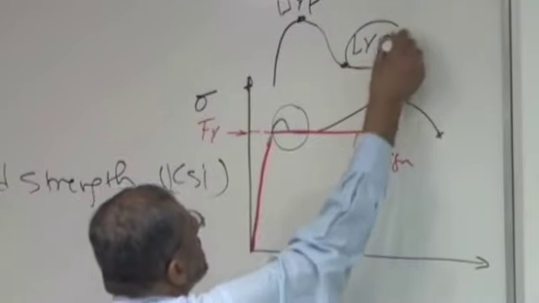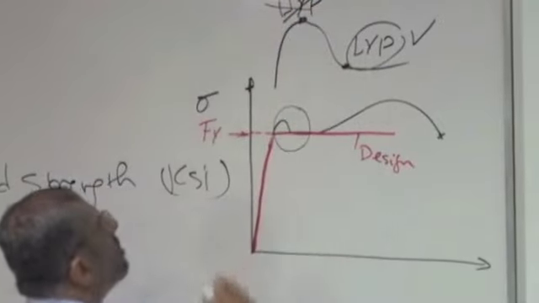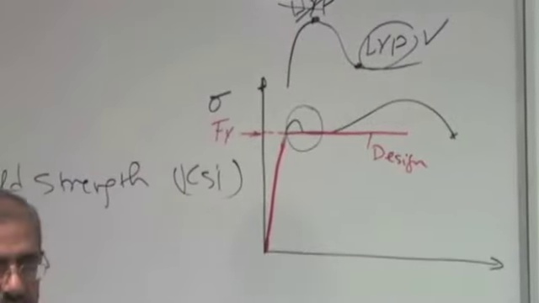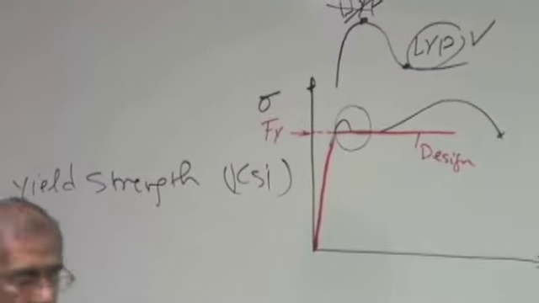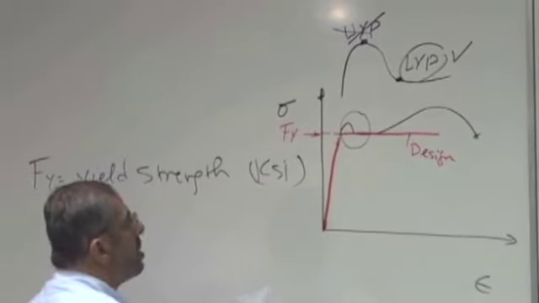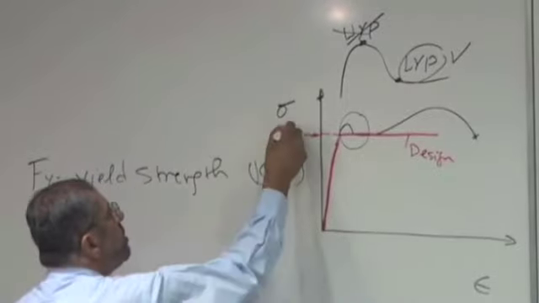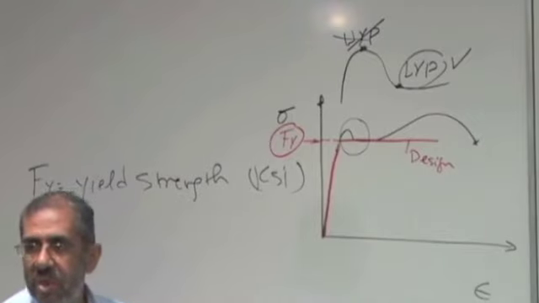In design, we take this. We ignore the upper yield point, because the upper yield point is temporary and doesn't last too long, and it is higher than the lower yield, so it is conservative. The values listed in the steel manual are based on F sub y, which is the lower yield point.